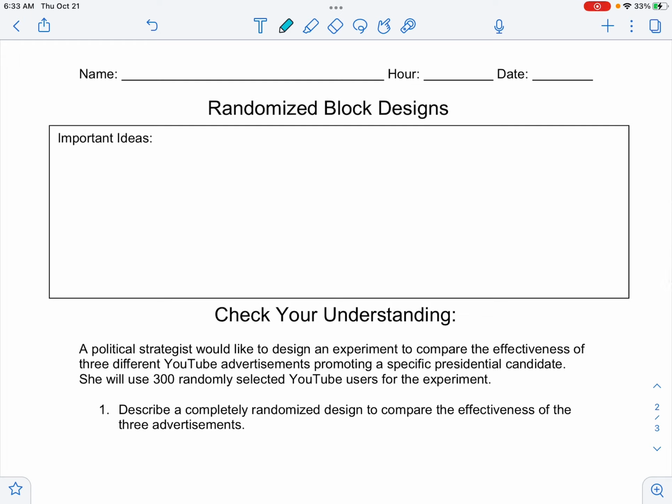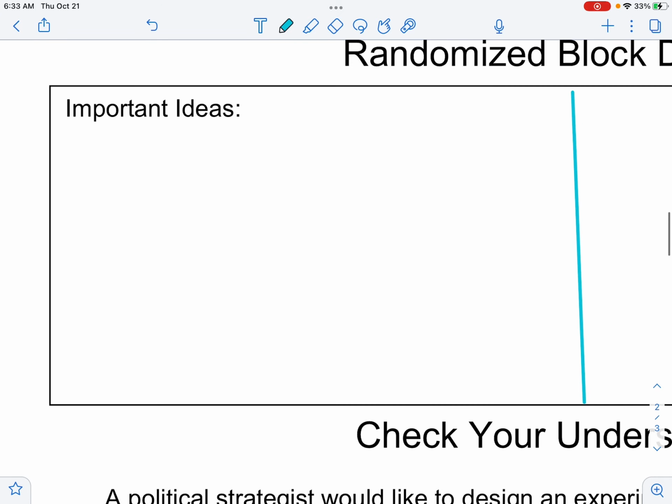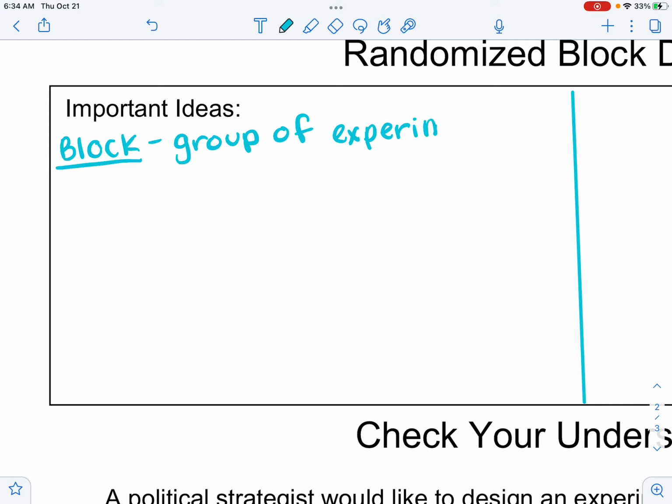So for our important ideas, I'm going to break up my box into 2. And I'm going to start with talking about the block design. So let's first define what a block is. A block is a group of experimental units, remember, that's the who or what that we are applying the treatment to. And it's units that are similar.